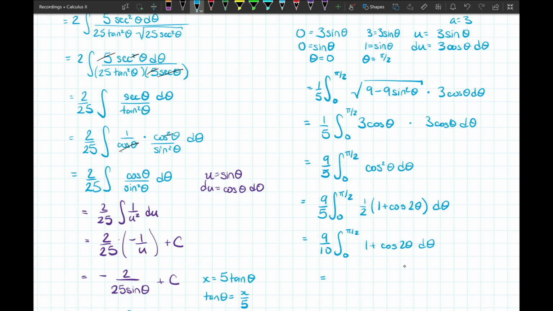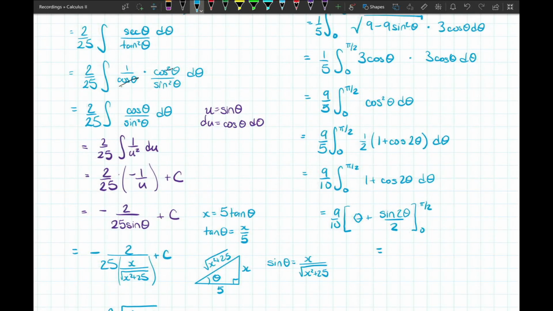The antiderivative of cosine 2 theta would just be sine 2 theta over 2. Try it out, because you can just check your answer using differentiation. The derivative of sine 2 theta over 2 is equal to cosine 2 theta. Without having to do that extra substitution, now we've gotten right to the antiderivative, and we have to evaluate from 0 to pi over 2.